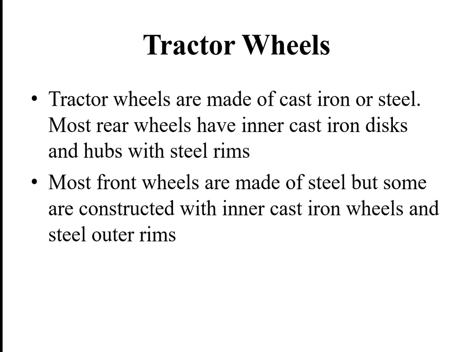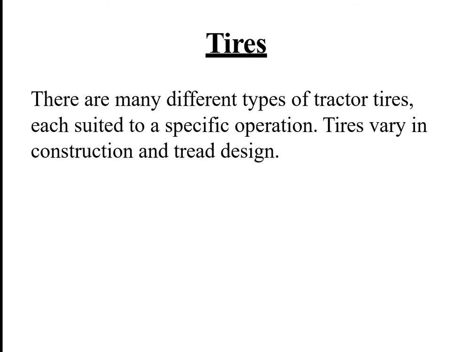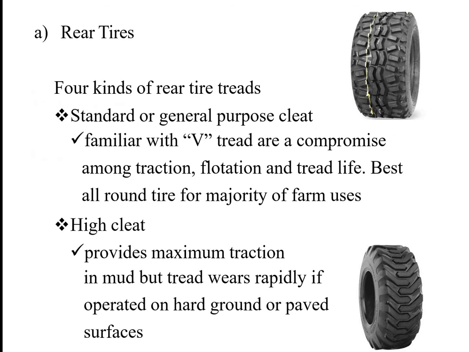Then tractor wheels are made of cast iron or steel, and most rear wheels have an inner cast iron disc and hubs with steel rims. Most front wheels are made of steel, but some are constructed with inner cast iron wheels and steel outer rims. Now tires: there are many different types of tractor tires, each suited to specific operations. Tires vary in construction and tread design.